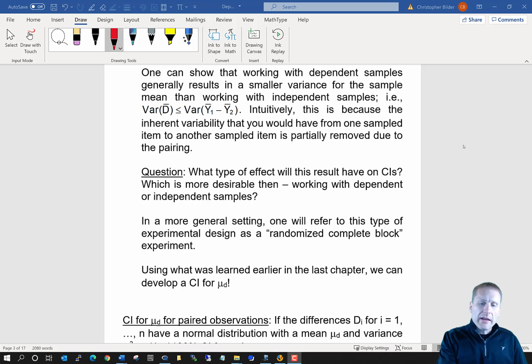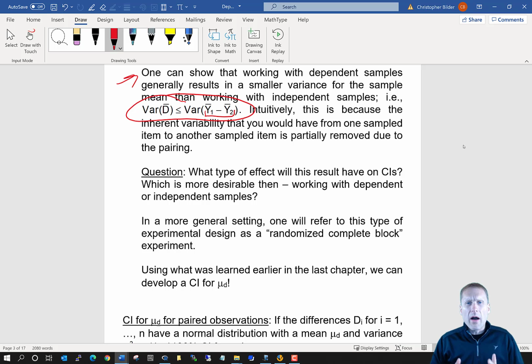Now, why is working with dependent samples generally better than working with independent samples? Well, it comes down to this particular equation right here. One can show that the variance of d bar, the sample mean of all the d's, is less than or equal to the variance of y bar 1 minus y bar 2 if this was treated as if we were having independent samples, like what we had with the last subsection.